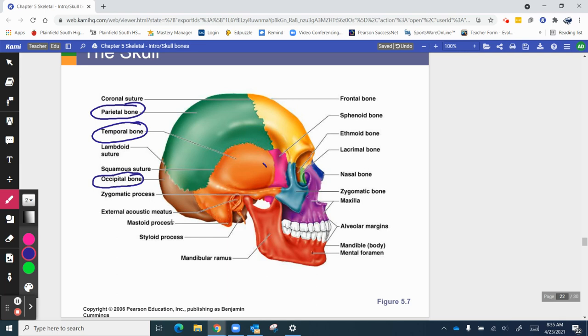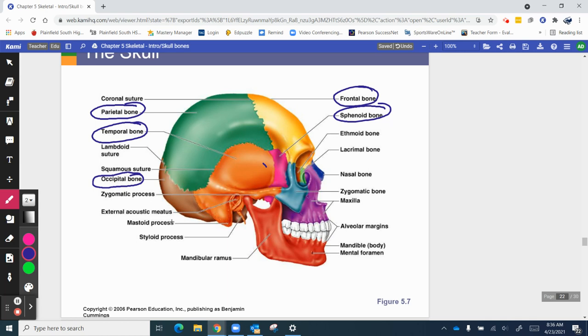Moving over here to the right-hand side, you've got the yellow bone up here at the front, which is the frontal bone. This little bone here on the side is the sphenoid bone. It actually makes up the back portion of your eyes, right? It kind of has a butterfly shape to it, and I'll show you that here in a second.